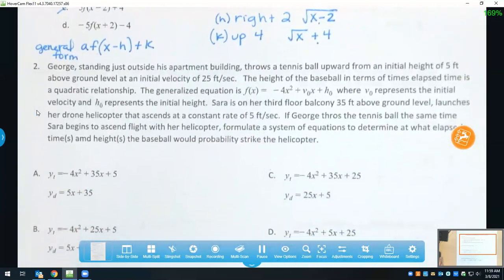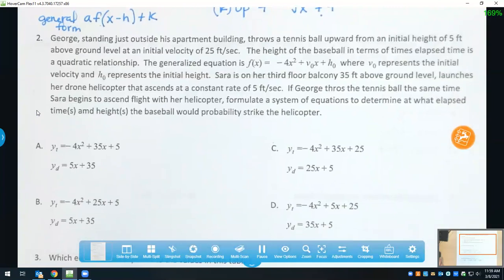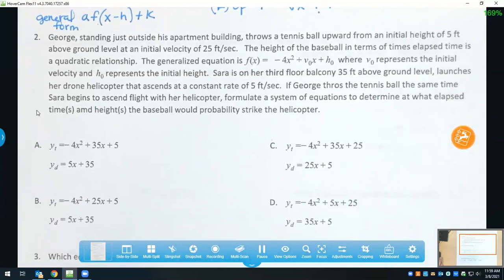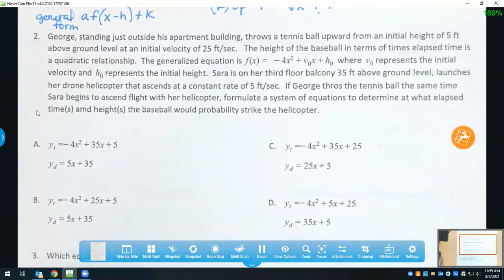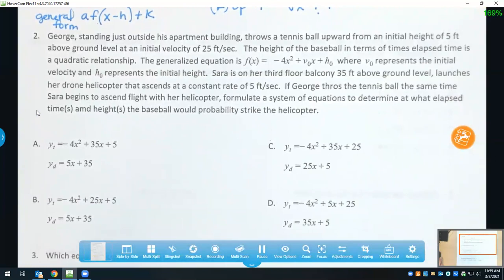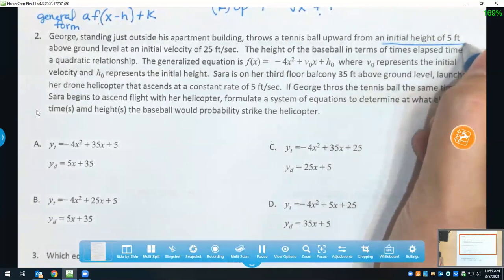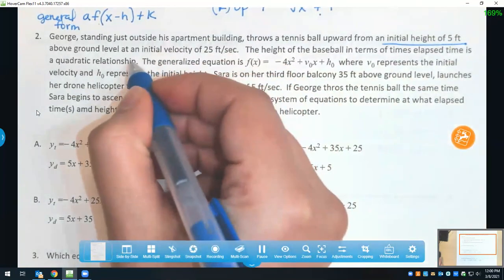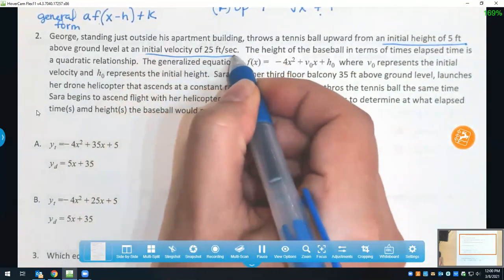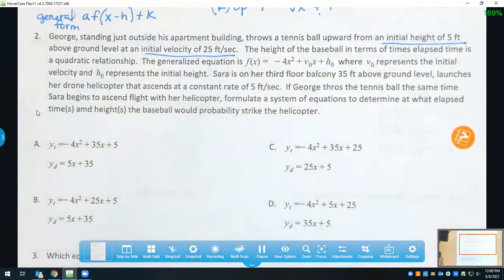Now the next one, we didn't do a lot of these, but there's no reason that we don't all get it right. We're going to be fine. So here we go. There's a lot. All right. So George, standing just outside his apartment building, throws a tennis ball upward from an initial height of 5 feet above ground level at an initial velocity of 25 feet per second.